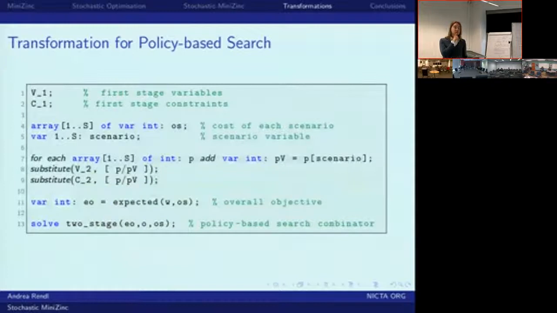So here's first of all the transformation of the model with policy-based search. So again, the first stage variables and constraints stay the same. And here we have a variable for the scenarios now. So this is different compared to the other model. And we represent the parameter by an element constraint over the scenario variable. So this is our way on how we can actually do the and/or search, by setting the scenario value in each of those stages.